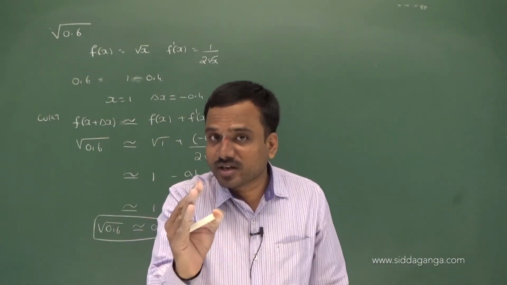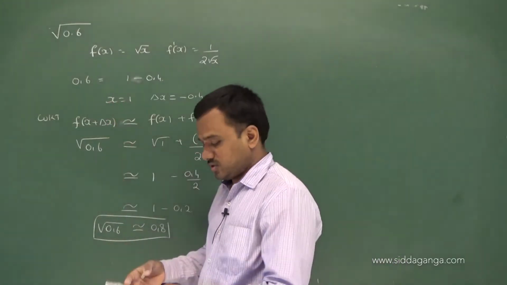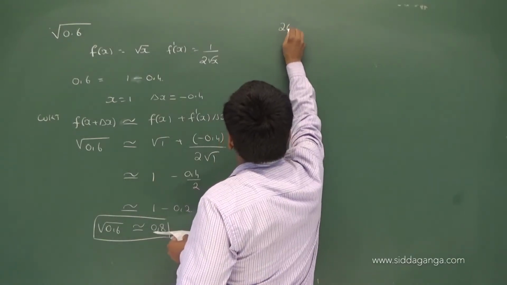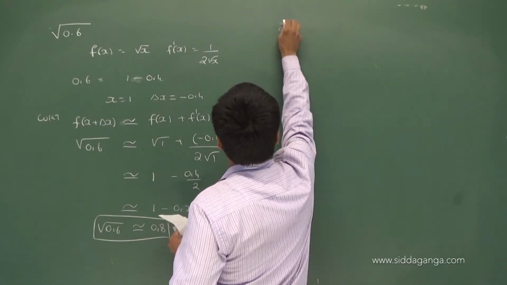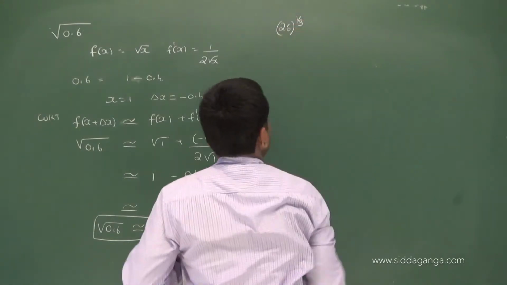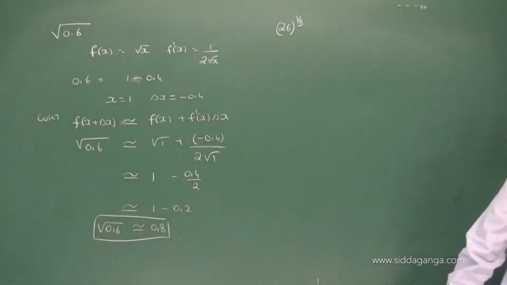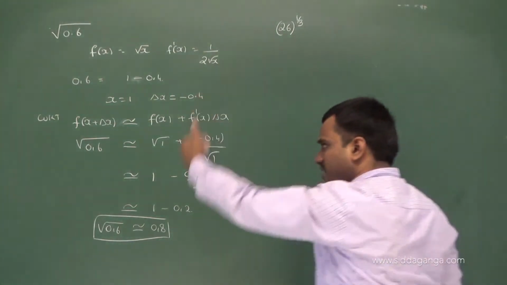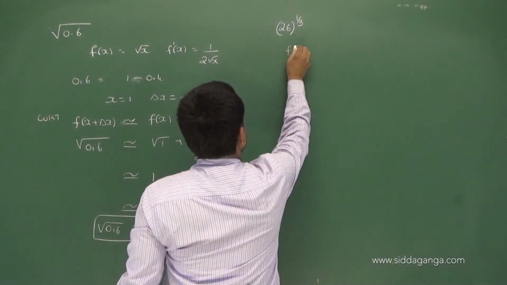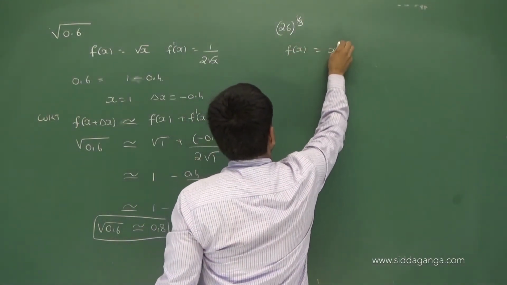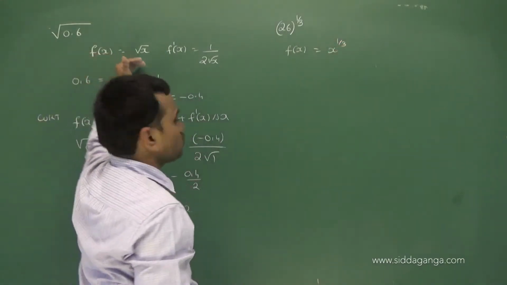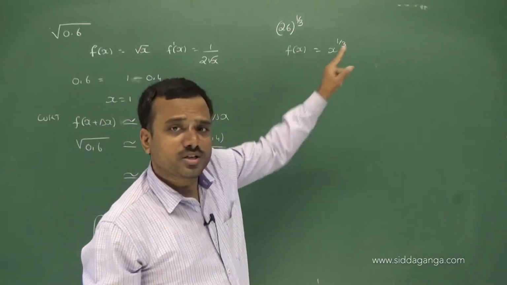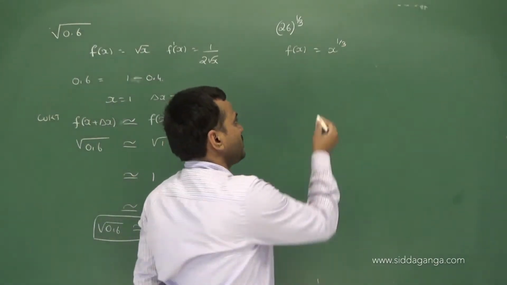You clear the concept square root? We will take another type of problems, that is cube roots. For that, first problem, 26 to the power 1 by 3 means cube root of 26. Cube root of 26. This is same concept. The function is nothing but x to the power 1 by 3. Firstly, we take root x. The difference is here is cube root of x. Okay, now then f dash of x.